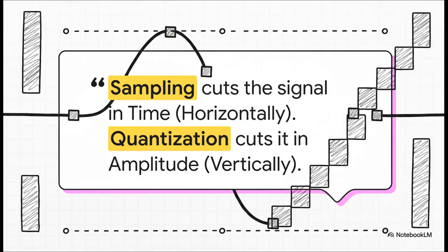So here's the absolute key takeaway on this. There are 2 parts to making this happen. What we've been talking about with all the stairs, that's called quantization. That's when you chop up the signal vertically by its strength or amplitude. The other part is called sampling. That's when you chop it up horizontally, measuring it at set points in time. You put them together, and that's how you turn a smooth wave into digital data.